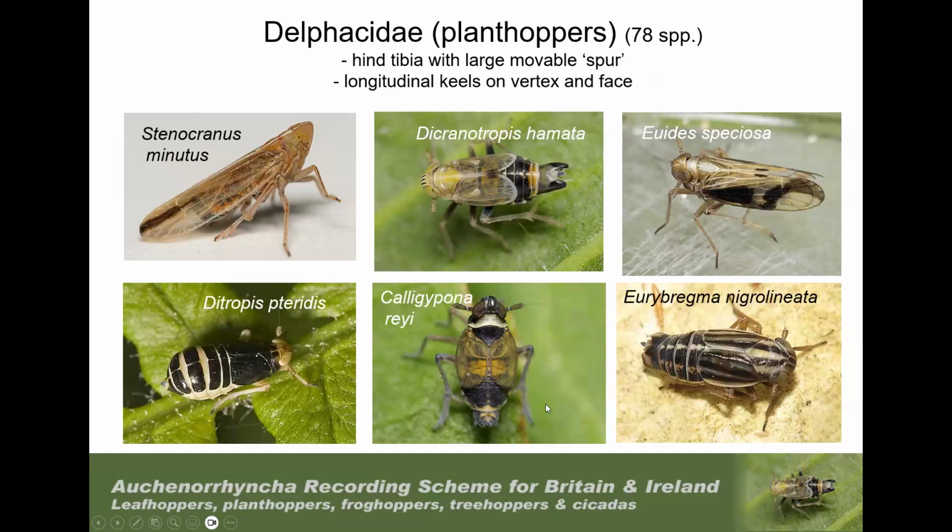Now these planthoppers tend to be shades of yellow through to brown with dark markings. As you can see, none of them are particularly colourful in terms of having bright colours like reds and blues and so on. But nevertheless, very distinctive in terms of their overall patterning and shape, and a very important component of the grassland fauna.